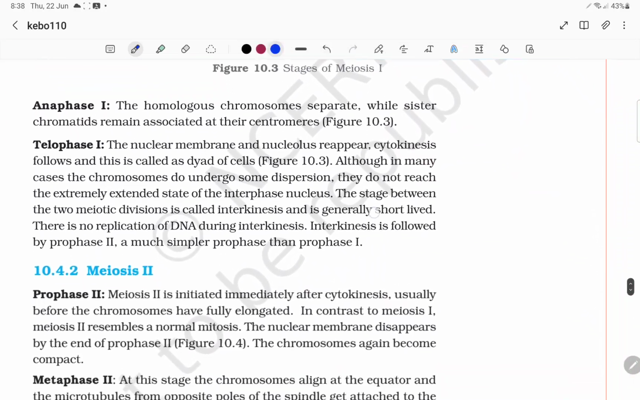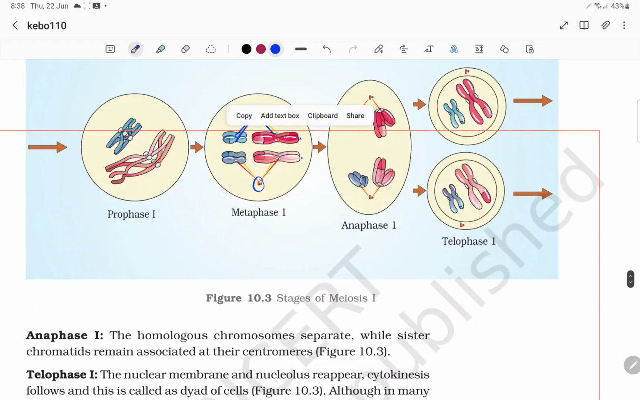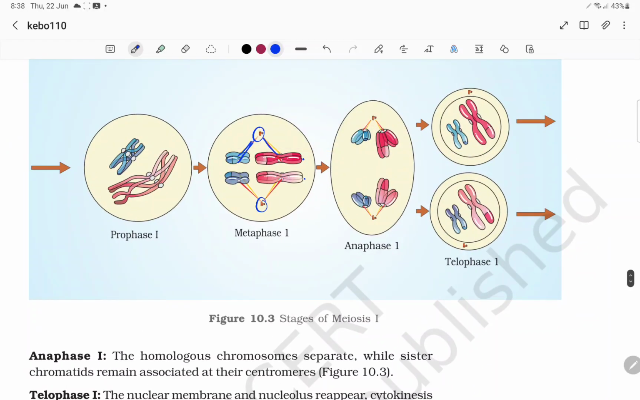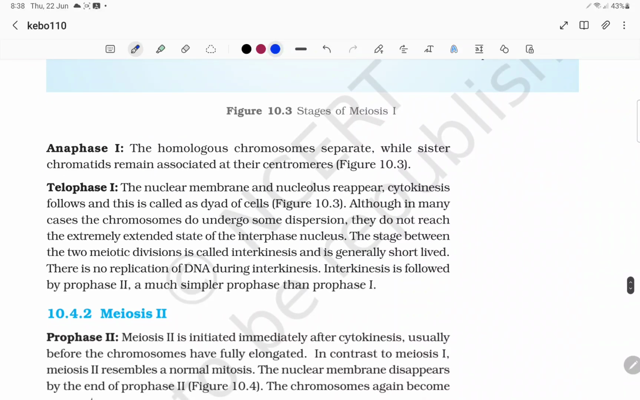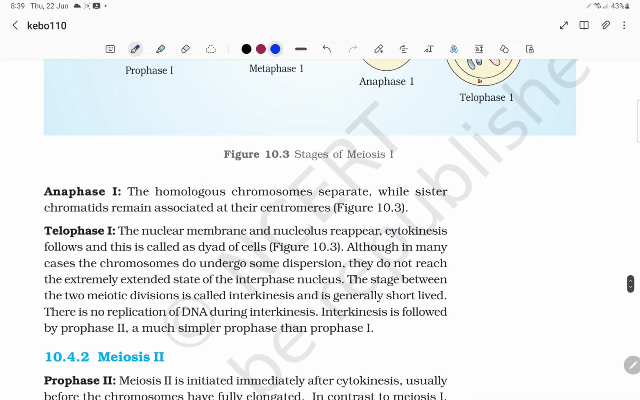Anaphase 1. The homologous chromosomes will separate while the sister chromatids remain attached at the centromere. Here, only the chromosomes are getting separated. The chromatids are not splitting. The nuclear membrane and nucleolus will again reappear. If you can see in this, the nuclear membrane and nucleolus again will reappear. And this is called the dyad of cells.